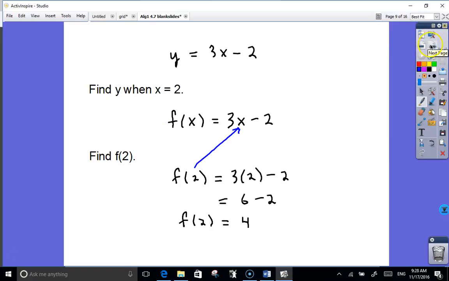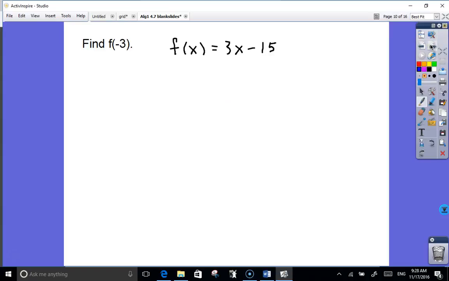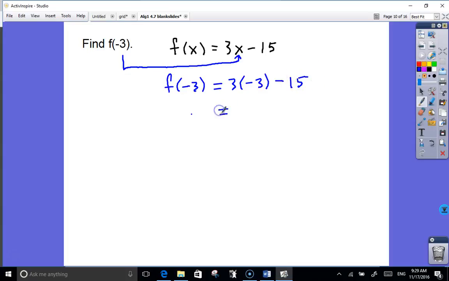So here's an example. Find f of negative 3 if f of x equals 3x minus 15. Again, whatever's inside the parentheses is going to go in place of the x there. F of negative 3 equals 3 times negative 3 minus 15. Simplify: negative 9 minus 15. So f of negative 3 equals negative 24. That's how you evaluate a function.